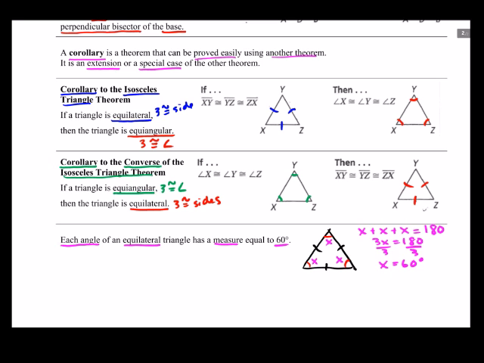Pretty fancy. I know that we are going to very much enjoy working with triangles.